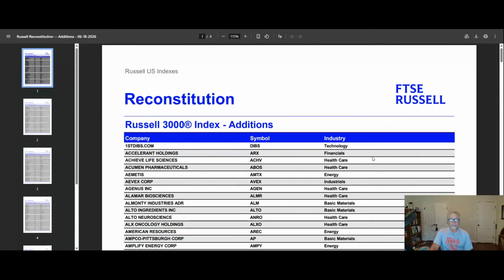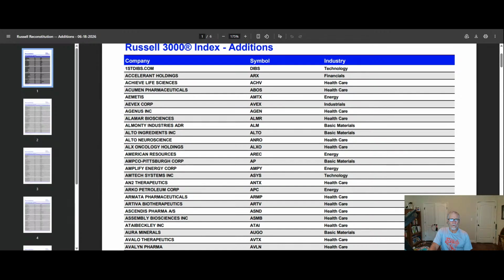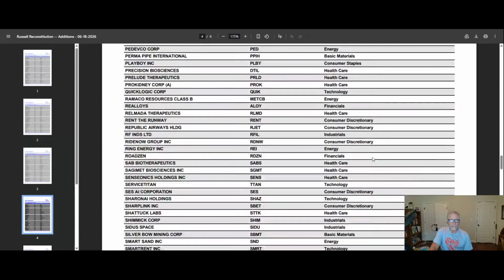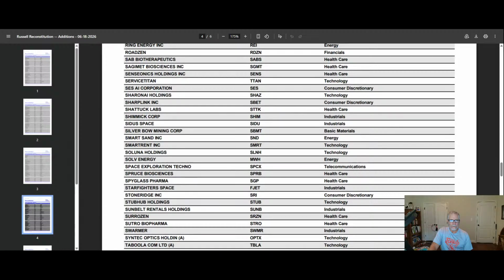6 pages of additions. These are the additions, in alphabetical order with the symbol and the industry. And we're going to go down to S for SpaceX. Bear with me. Okay, right here. Here it is. Space Exploration Technology, SPCX, Telecommunications is the industry. So there's your SpaceX that will be added today, 3:30 Eastern Time, 2:30 Central Time. And word on the street, there's about $2 billion of stock that will need to be purchased. So just think about that.